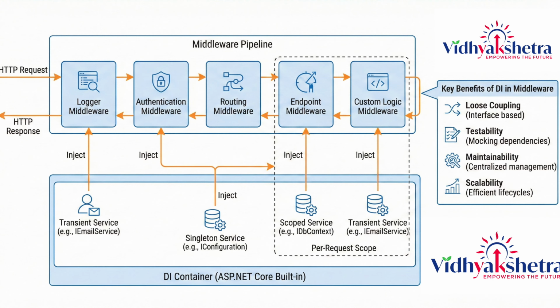Routing is responsible for mapping the incoming HTTP request to the correct endpoint. It analyzes the request URL, HTTP method, route parameters, and metadata to determine which controller action or minimal API method should handle the request. Routing middleware uses centralized route definitions registered at application startup. These routing services are injected from the DI container, allowing the routing system to remain configurable and extendable. Once routing is complete, the request enters the endpoint middleware, which executes the matched endpoint. At this stage, the real business logic begins.